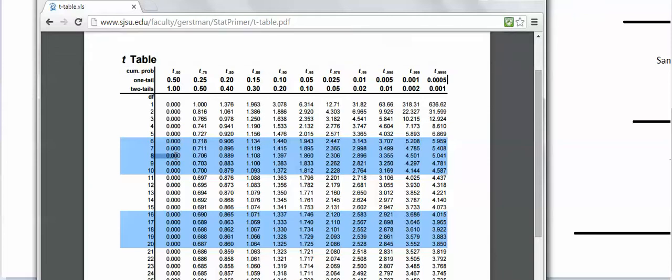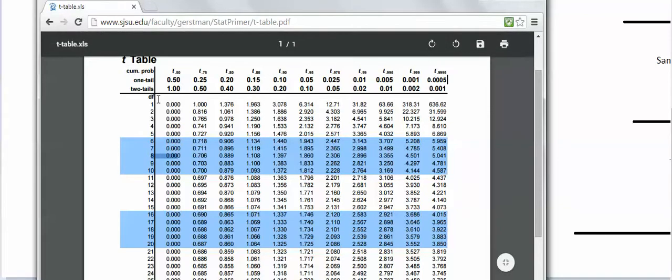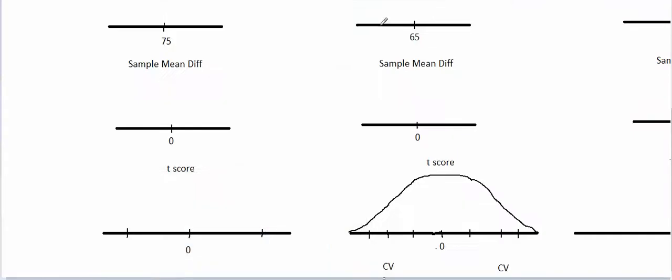And we're going to be going to 2 tails 0.05 as our column. So we have to go where that meets up with row 8. And we can see that the critical value is 2.306. It's where this 8 and this 0.05 meet up. So down here, I'll have you label that this critical value is 2.306. I'll have you put that number in there.